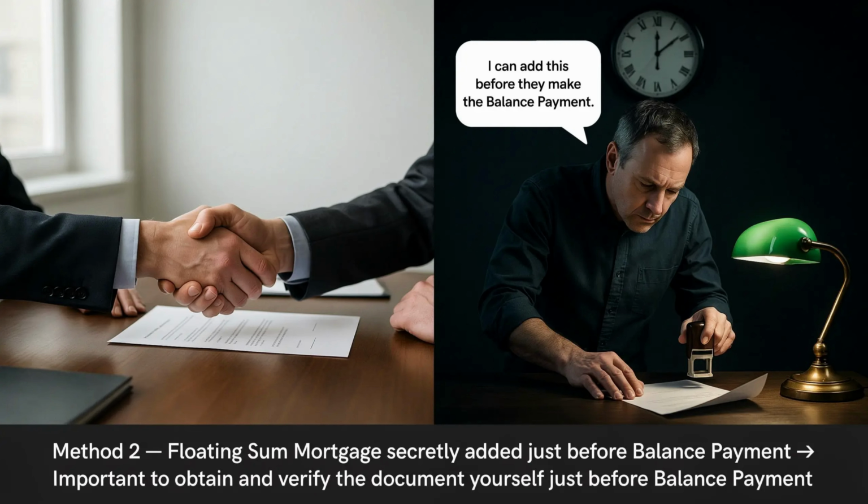The document may look clean on the day of signing, but the owner might secretly add a floating sum mortgage just before the balance payment. It is important to obtain the document again yourself just before the balance payment. It is important to verify it directly.